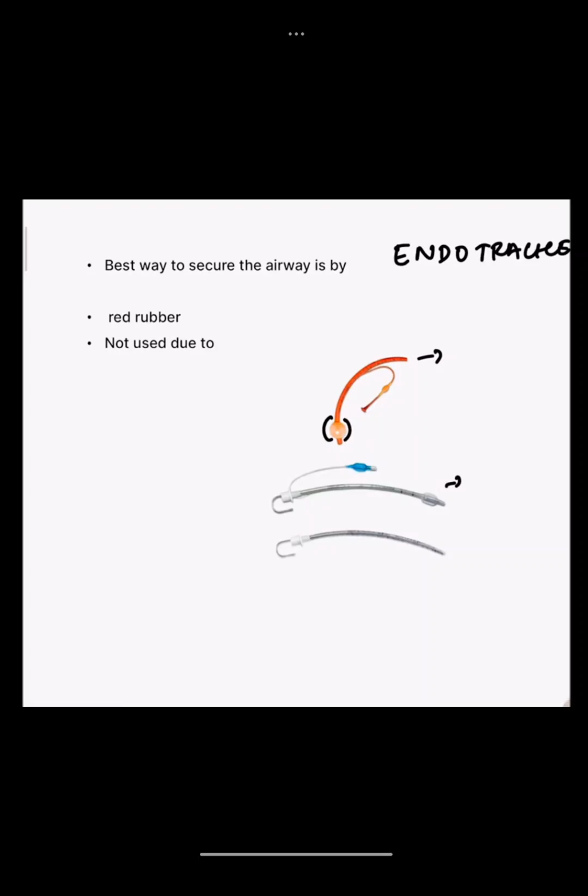Because these red rubber tubes had a high pressure, low volume cuff. That is, whenever you were inflating air, it was creating so much pressure that it was causing pressure necrosis of the trachea.